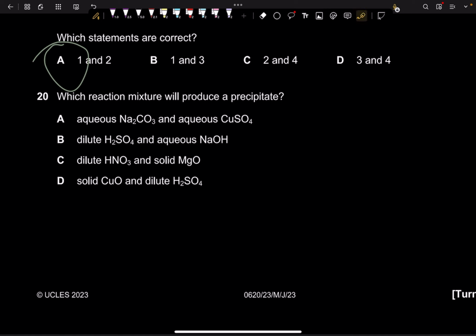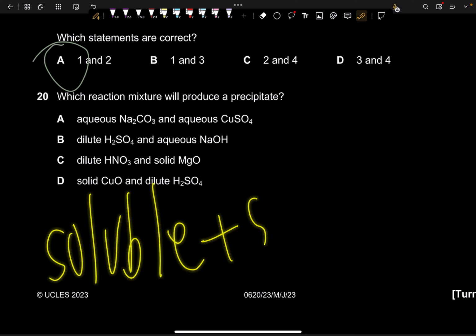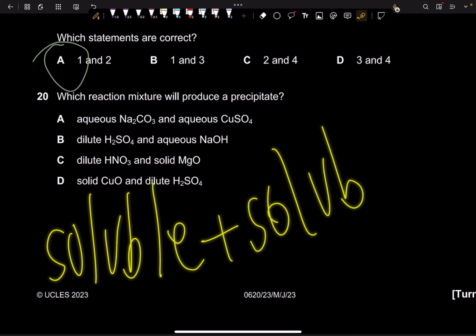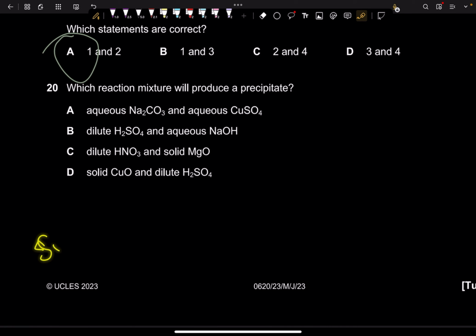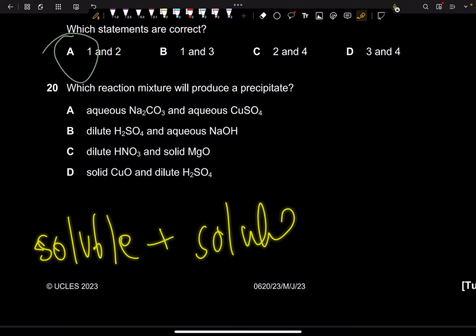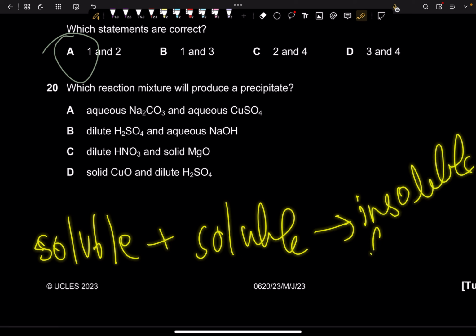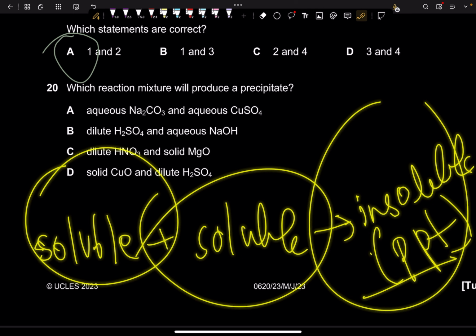Okay, which reaction mixture will produce a precipitate? Okay, how is a precipitate produced? When you have a soluble salt plus a soluble salt, always remember, two soluble salts will form an insoluble salt, and your insoluble salt is basically your precipitate, okay. So we need two soluble salts to form the insoluble salt, okay.